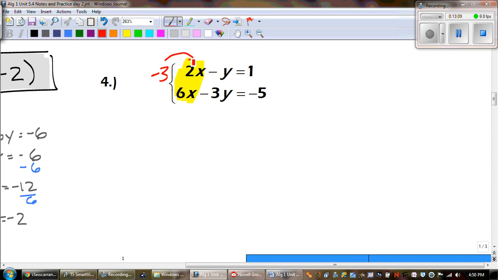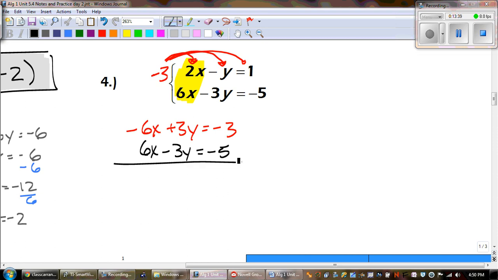Okay? So let's go ahead. Negative 3 times 2 is negative 6x. Negative 3 times negative y is a positive 3y. And positive 1 times negative 3 is negative 3. Okay, now the bottom stays the same. Okay, my x's cancel.